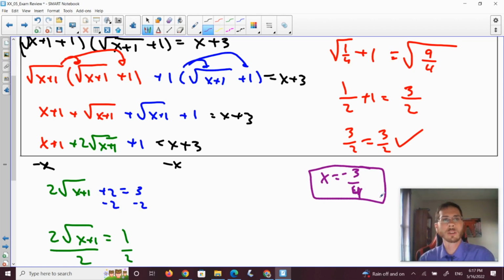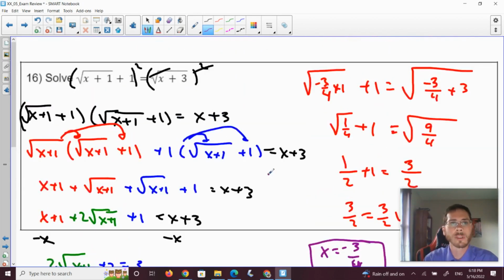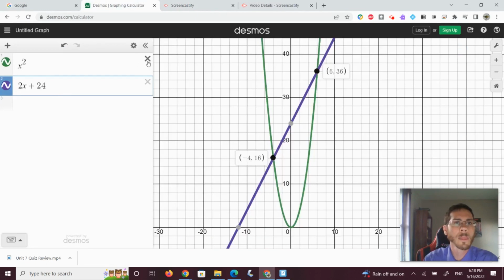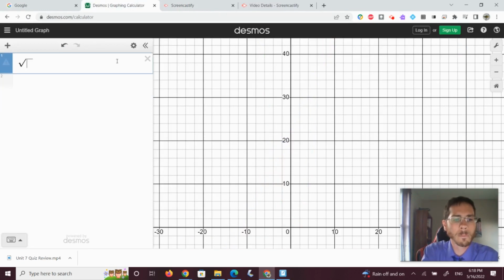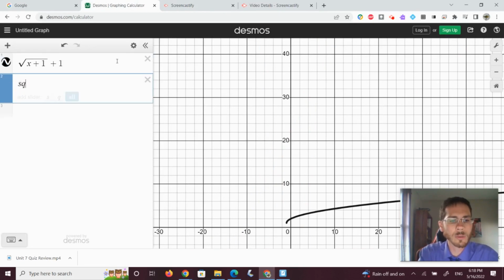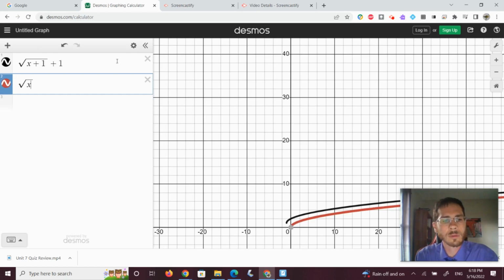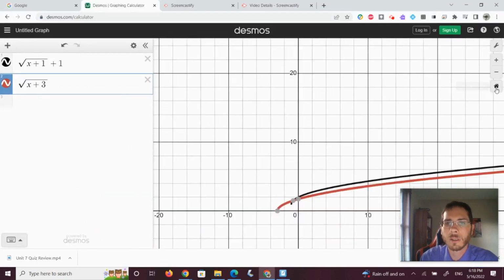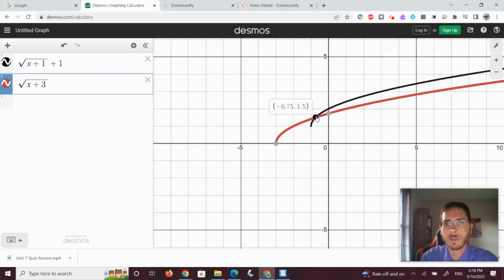I'm going to double check it another way. I am going to put it in Desmos just to see if it works in Desmos too. So let's see. We've got square root of x plus 1 plus 1. And then on the other side, we had square root of x plus 3. All right, let's see. They do connect, so that's good. And they connect at -0.75. All right, so that's -3/4.